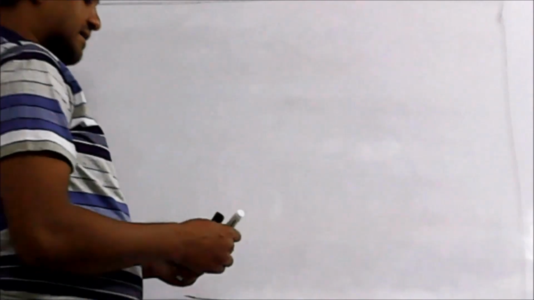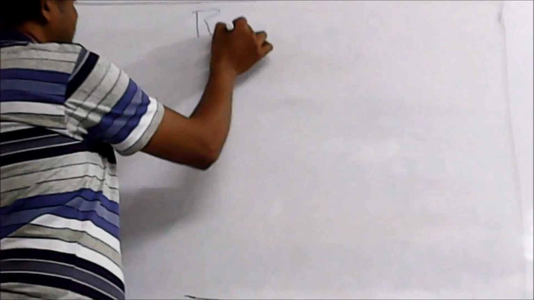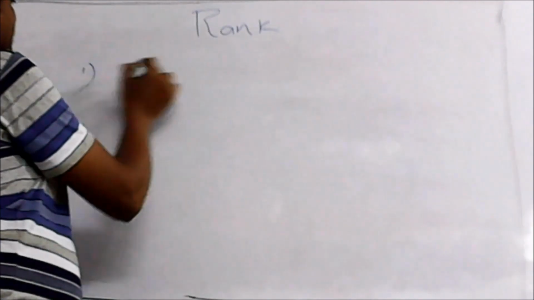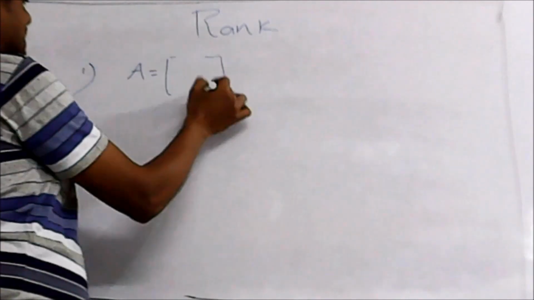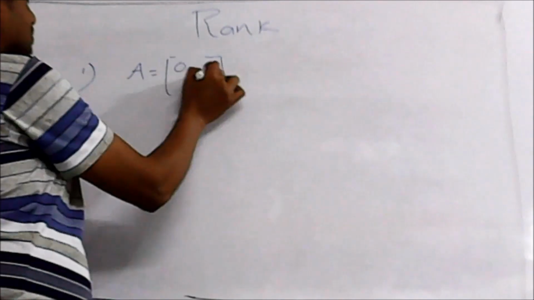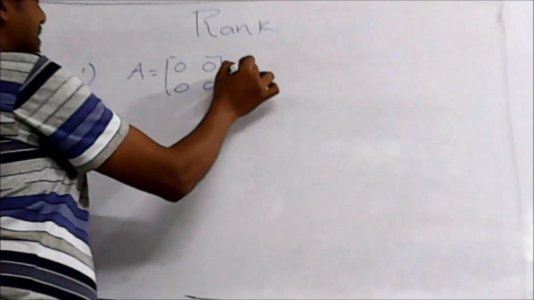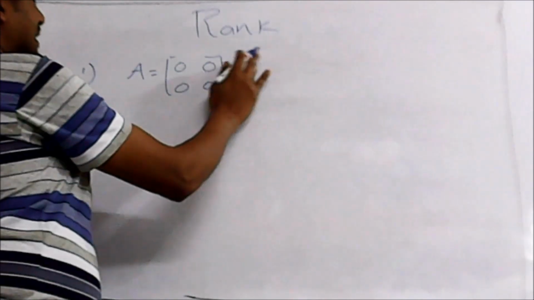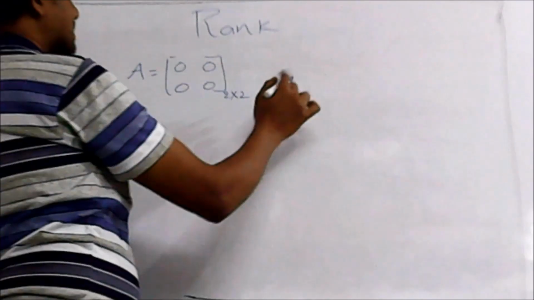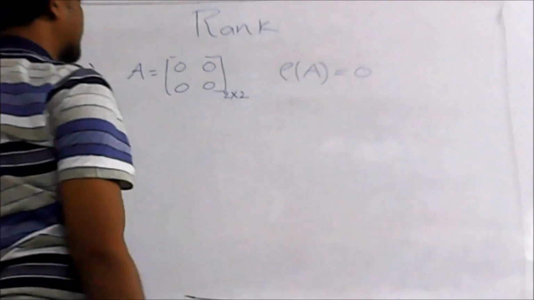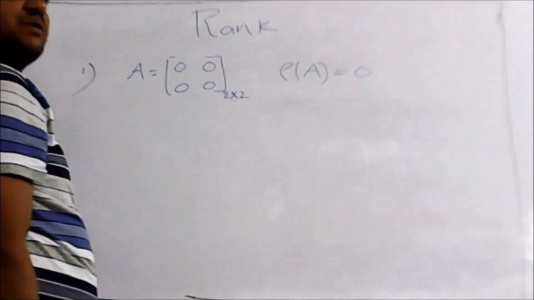Today I am going to explain the rank of a matrix. What do I mean by rank? In the first case, if matrix A is a null matrix, null means every element is 0. Suppose it is 2 by 2, so all the elements of the matrix are zeros. Then the rank of A, represented by rho of A, is always 0. The rank of a null matrix is always 0.